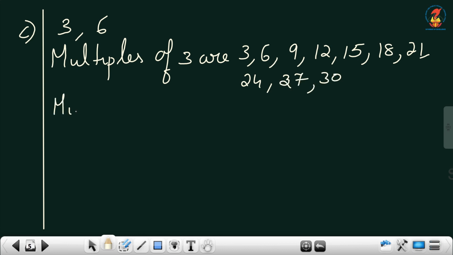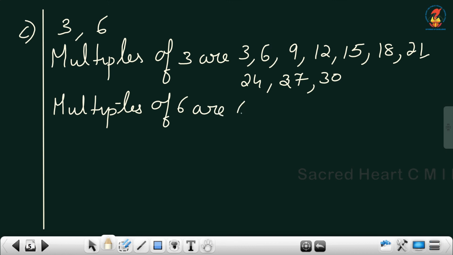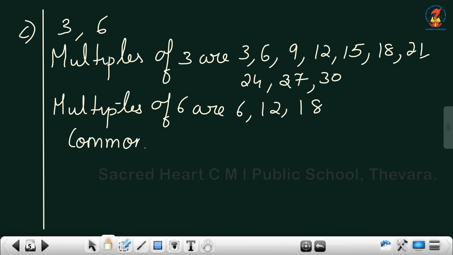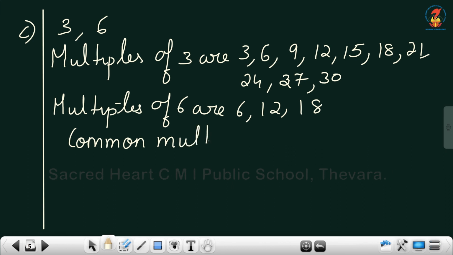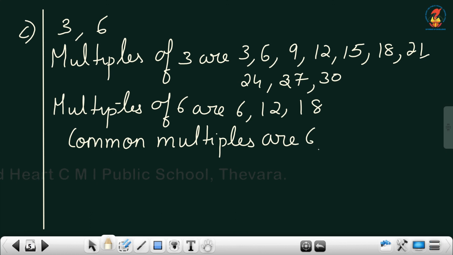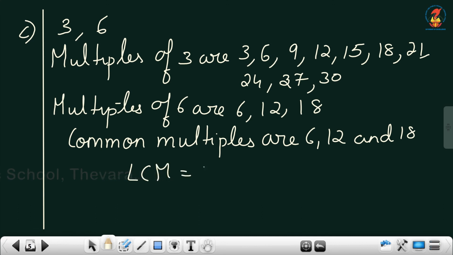Then multiples of 6. 6 ones are 6, 6 twos are 12, 6 threes are 18. I've already got the first 3 common multiples. So the common multiples are 6, 12 and 18. I've already got the first 3. So tell me children, what is the LCM? LCM is equal to 6.